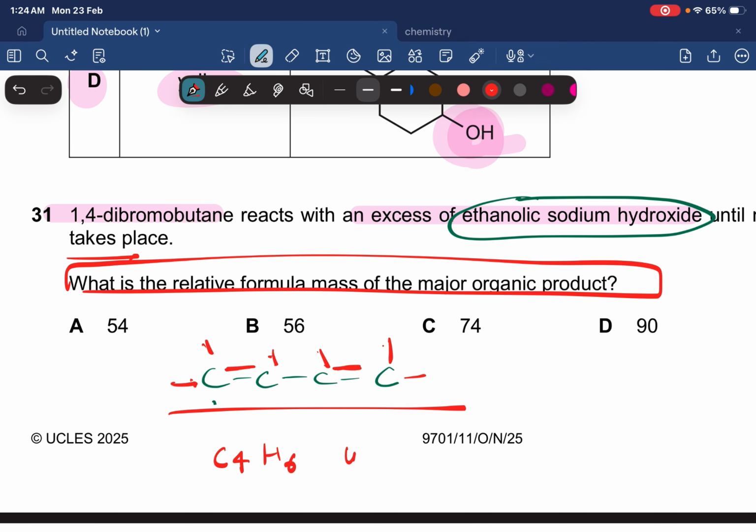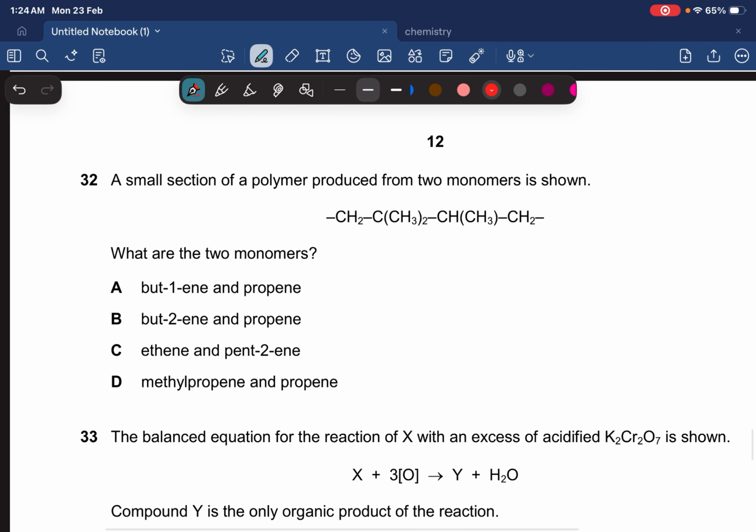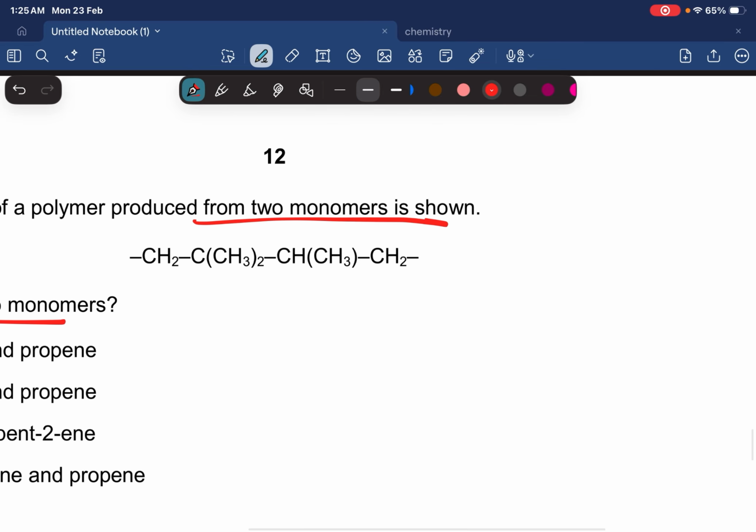So that's 48 plus 6 equals 54, right? So over here, option A is going to be our answer. A small section of a polymer produced from 2 monomers is shown. What are the 2 monomers? So we're going to draw this polymer and then figure it out.